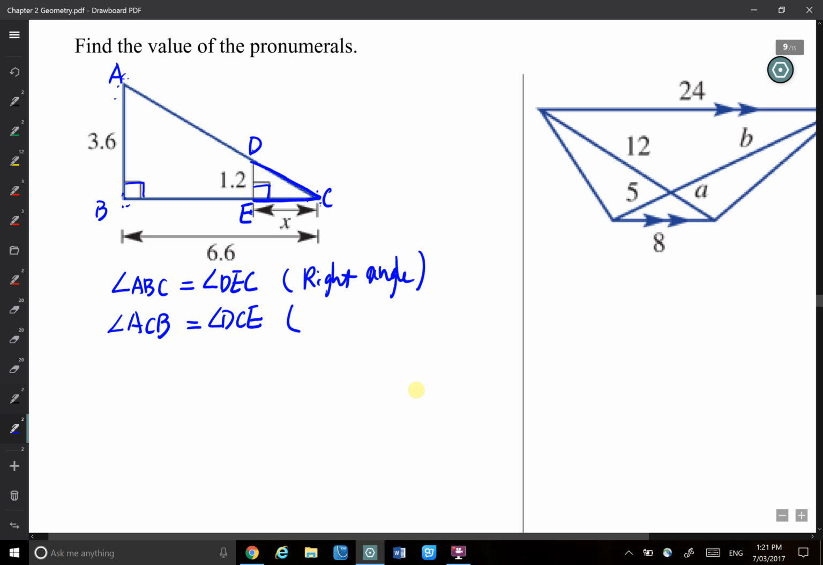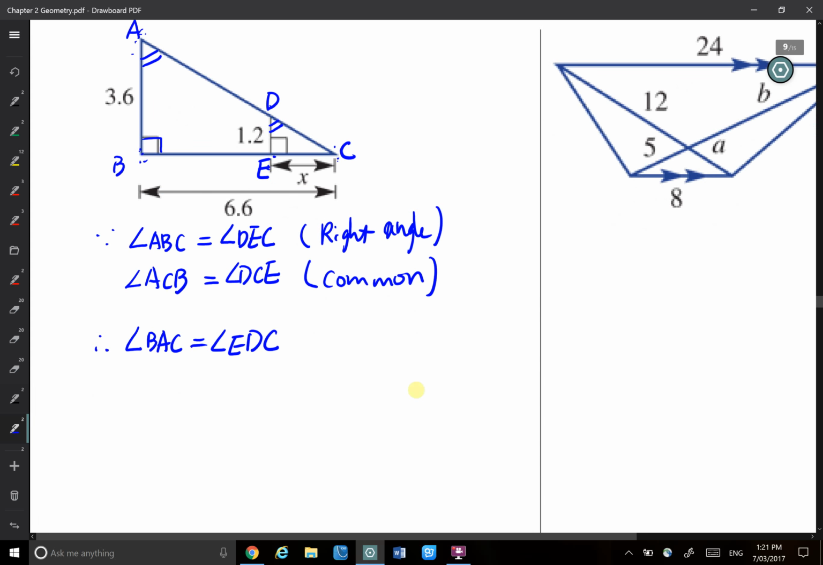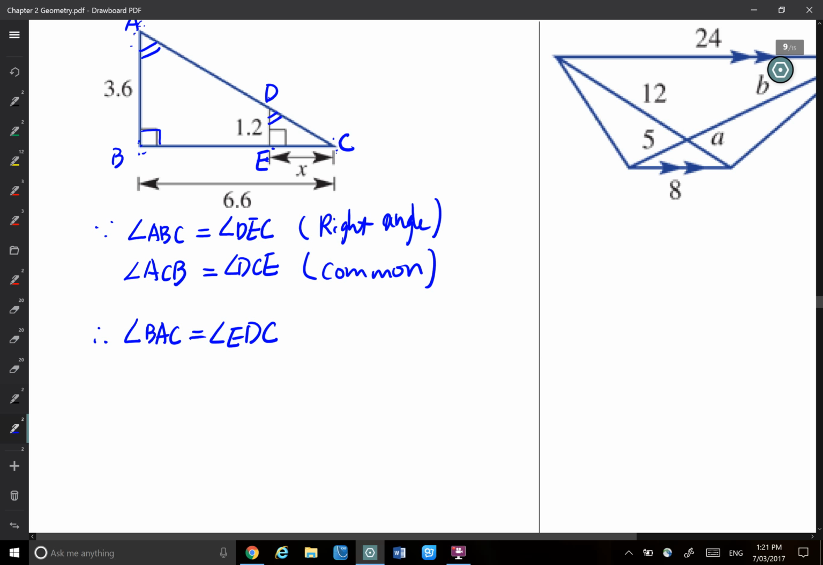That's given, and this one is the common one. Okay, that's the common. So because of that, therefore the angle BAC will equal the angle EBC. Okay, this angle will be the same as this angle. Because two pairs already equal each other, then the third pair must be equal as well.